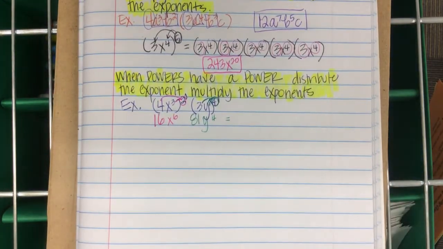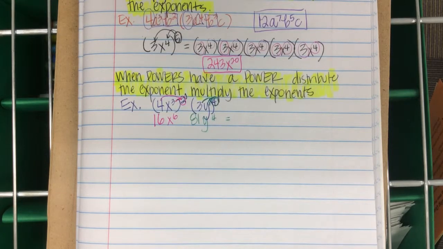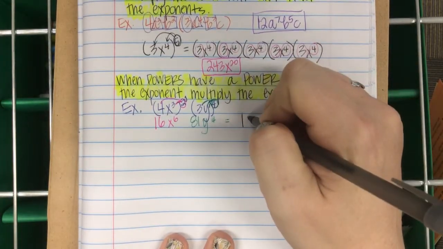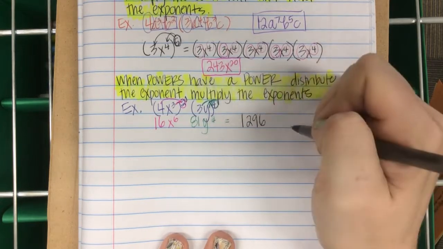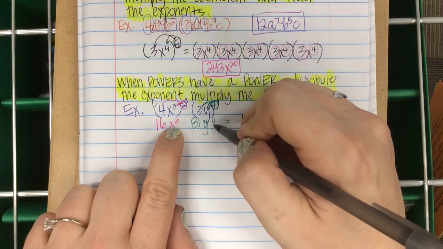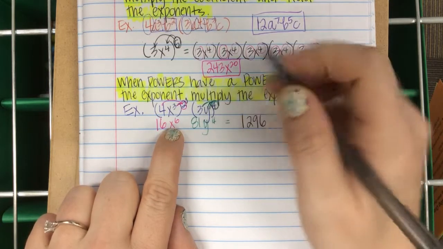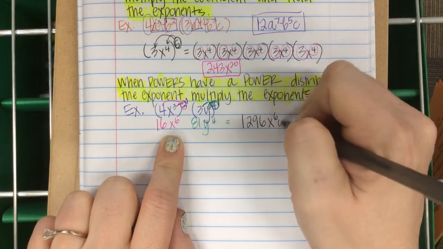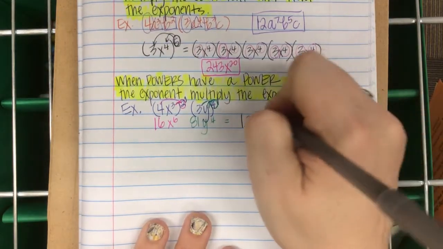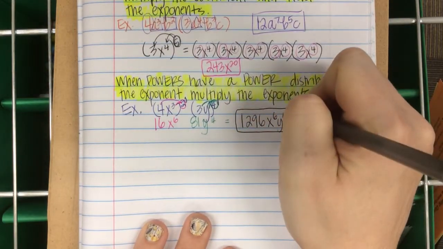What can you do? Multiply the coefficients. 16 times 81, it's big. 1,296. Can you combine? Should I add these? No, because they're different bases. And there's our answer. Is that in alphabetical order? It is in alphabetical order.